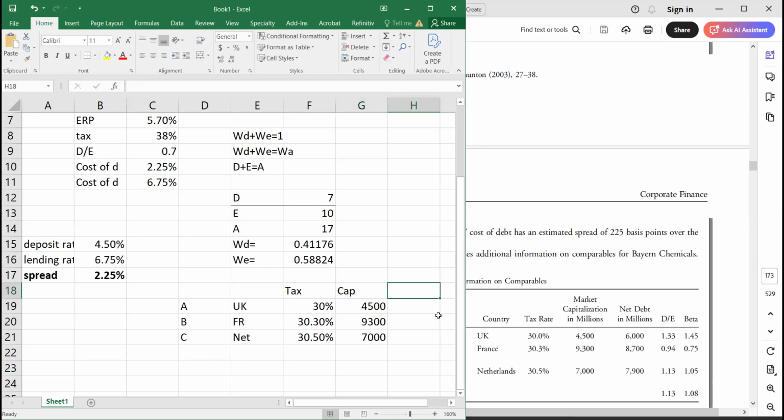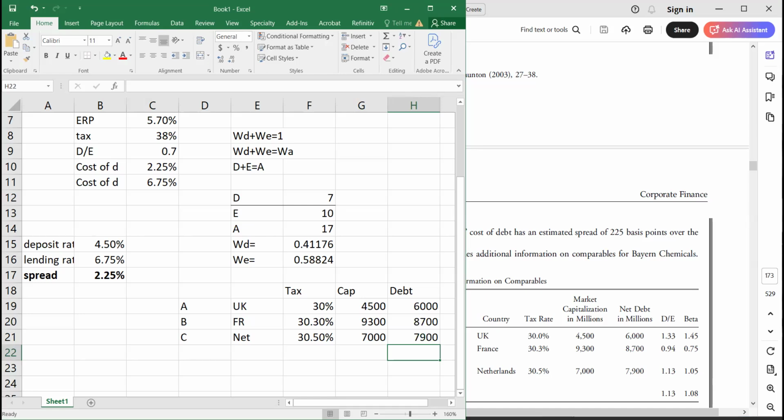And we have debt, 6,000. Again, this is not the company that belongs to what we are doing now. These are comparable companies from the same industry, but they do have their own financial statements disclosed. They're publicly available companies. And the last ones, 6,000, 8,700, and 7,900.